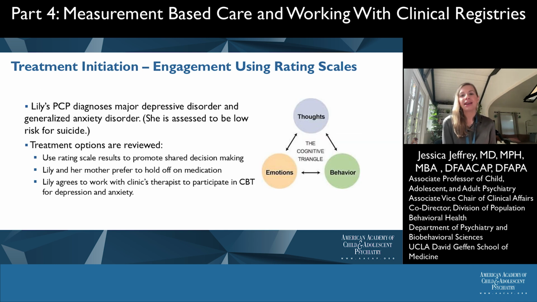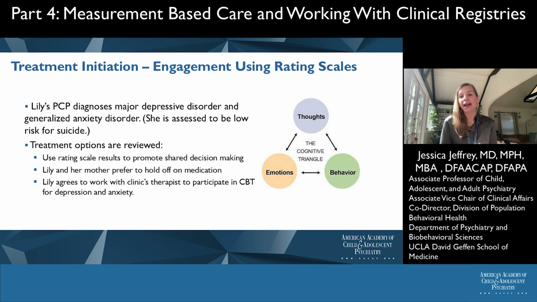Okay, so now we're on engagement again using the rating scales. In this particular case, Lily's primary care provider would discuss the symptoms with the family and any diagnoses made. In this case, Lily was diagnosed with major depressive disorder as well as generalized anxiety disorder, and she was assessed to be at a low risk for suicide.